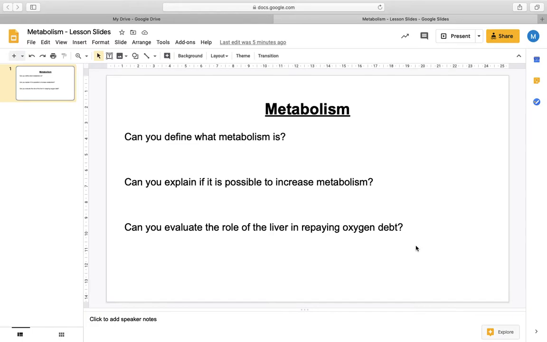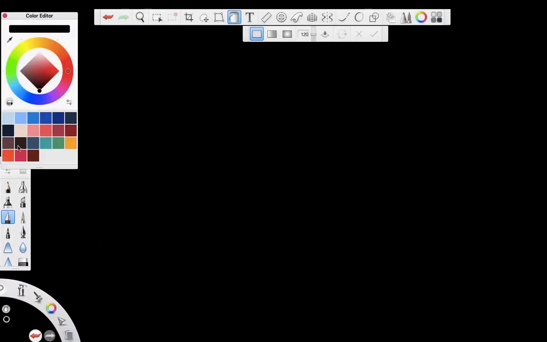Hello and welcome to our fourth lesson on this topic of respiration. This is our final lesson on this topic of respiration. So today we're going to be looking at metabolism. By the end of the lesson you should be able to define what metabolism is, explain if it's possible to increase metabolism, and evaluate the role of the liver in repaying oxygen debt.